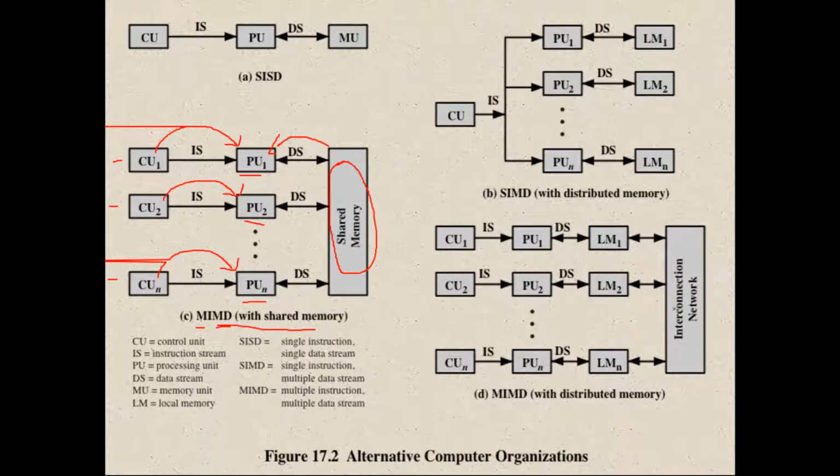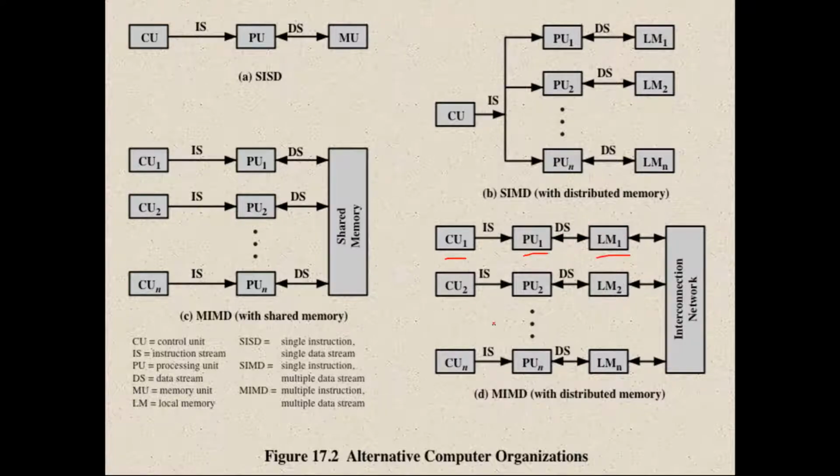If MIMD is used with distributed memory, this is the case of MIMD with distributed memory. Here each processor has its own control unit and its own local memory. LM represents local memory. That type of system is called MIMD with distributed memory. Here you can see processing unit 1 gets the instruction from CU1 and gets the data from LM1, and so on. Processing unit N gets the instruction from CUN and gets the data from LMN.